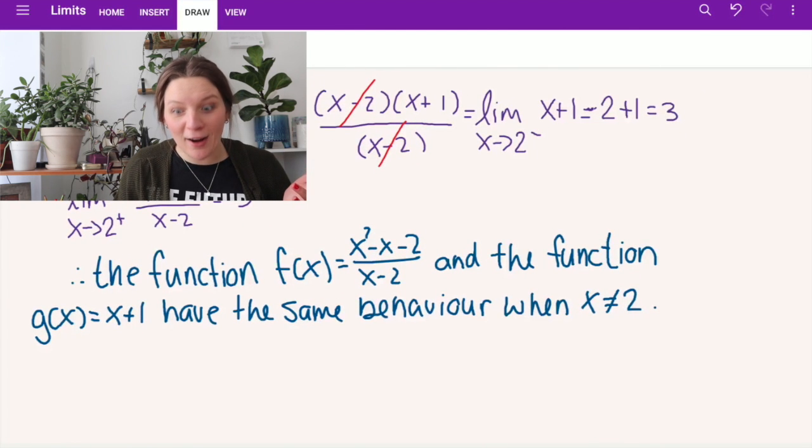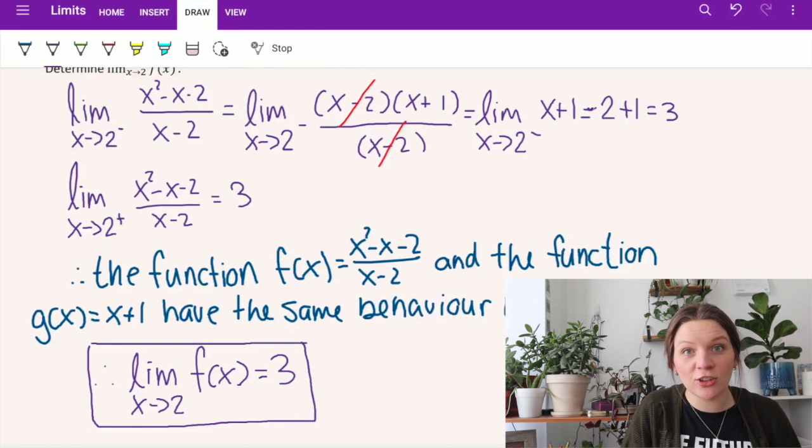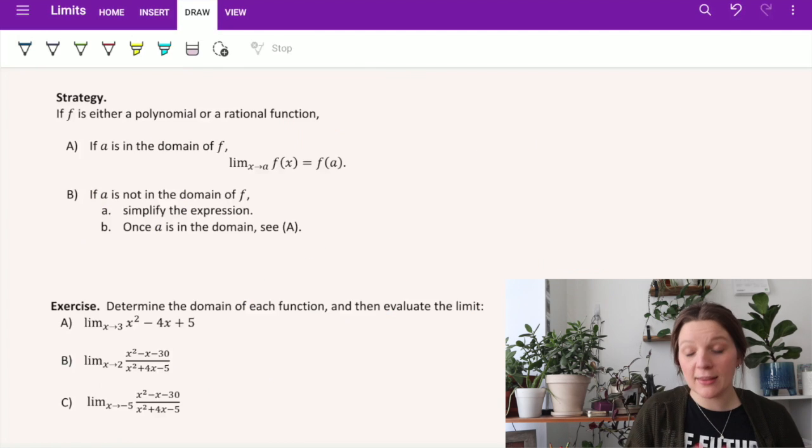And so finally, our other result is what we were trying to show, which is that the limit of this function as x goes to 2 is equal to 3. We have now proved it: we showed it numerically, and we proved it algebraically. The last thing we're going to do here is look at a strategy for approaching these types of problems.